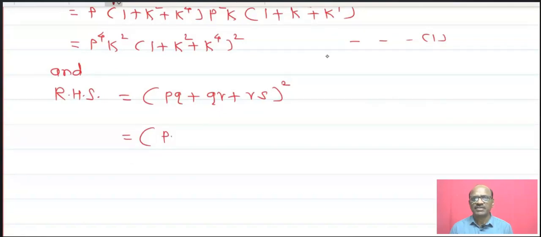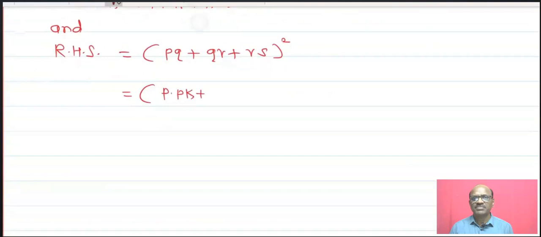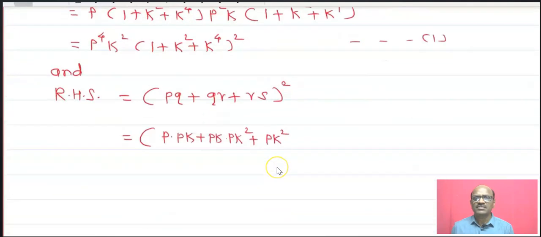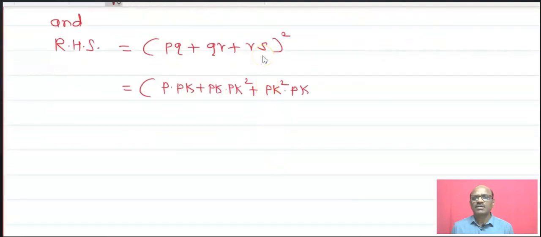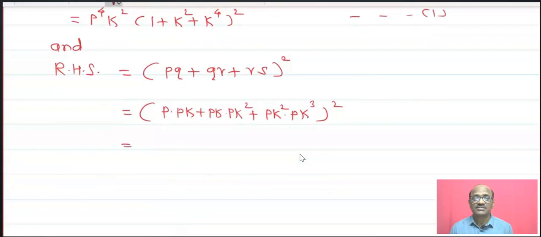Now here we will substitute the values. The value of p is as it is. The value of q is pk, the value of r is pk square, and the value of s is pk cube, and whole bracket square. Now we'll take the common. What are the common terms? That is p square k: (p square k plus p square k cube plus p square k raised to 5) bracket square.